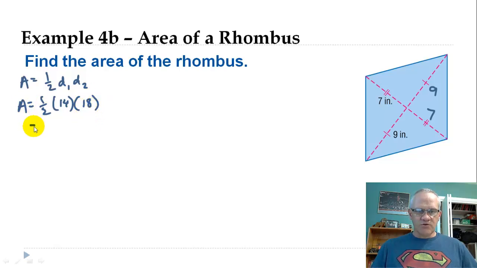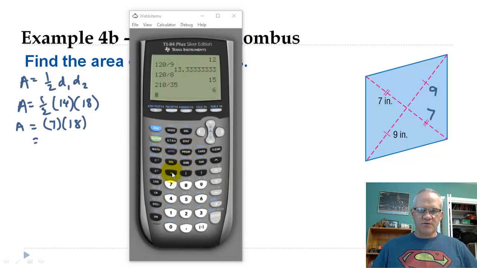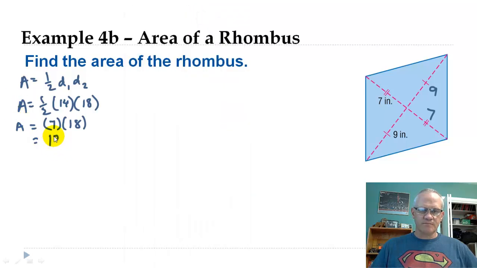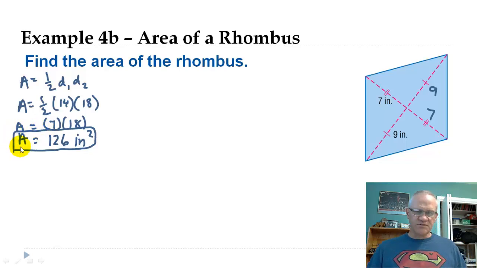And so again, here you could just plug this all in your calculator, or just do part of it. You know, 1/2 of 14 is 7. So you could just say, oh, this is like 7 times 18, which still might not be the easiest thing to multiply together in your head, but you could just go 7 times 18. So 126 there. And since again we're finding the area, that would be in inches squared. Okay, so 126 inches squared. All right.